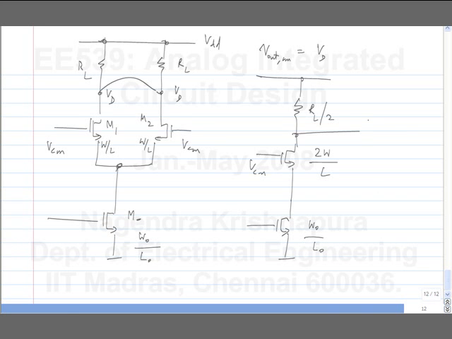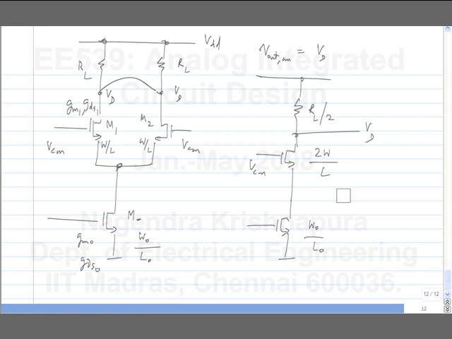Assume that each of these transistors is modeled by GM and GDS. That is, let's say this is GM1, GDS1, and this is GM0, GDS0. So before the next class, please calculate the gain between the input common mode and the output common mode.